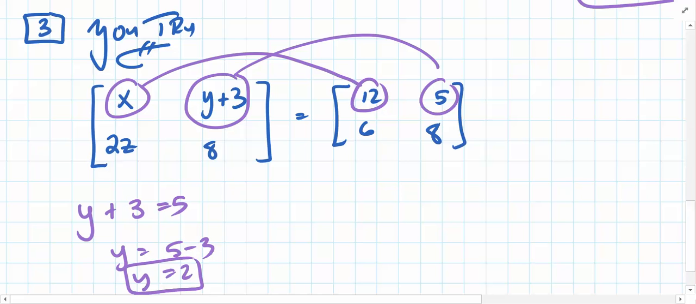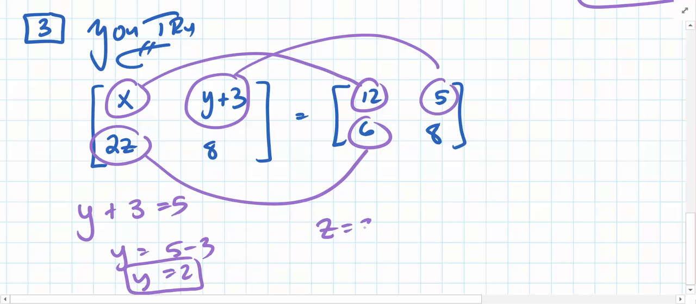And then you did what? 2z, so then z has to be 3. Okay? So our answers are x. 8? Well, we don't need anything for that. The 8 is just showing that this entry and this entry are the same. That's all it's doing. We don't really need to use that one in this particular problem.